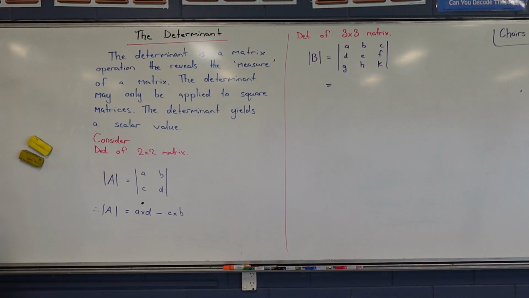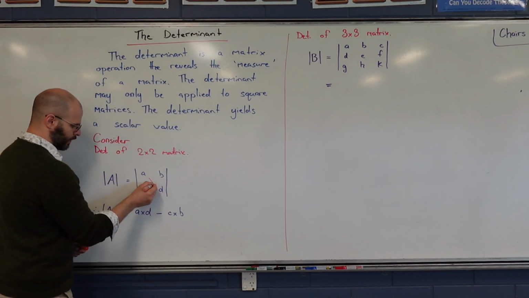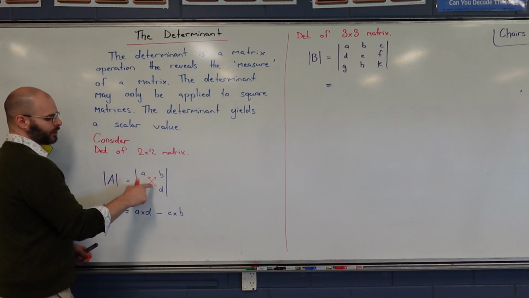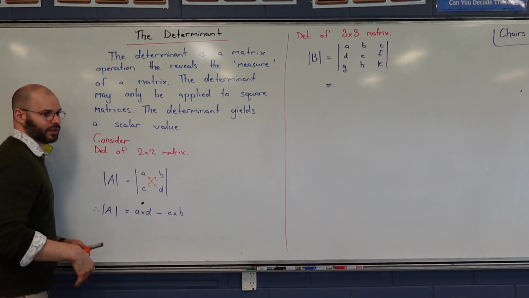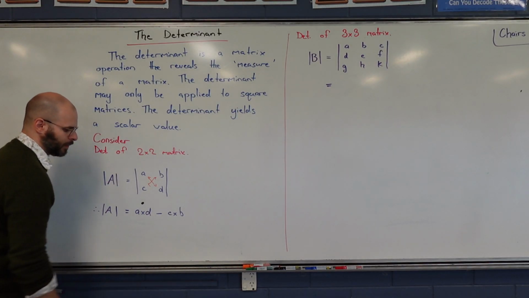Does that seem simple? I hope so, because that's as simple as they get. So you simply multiply like that and like that. You start with this one, you multiply, then you put a subtract, and then you multiply these two, and that's your determinant.